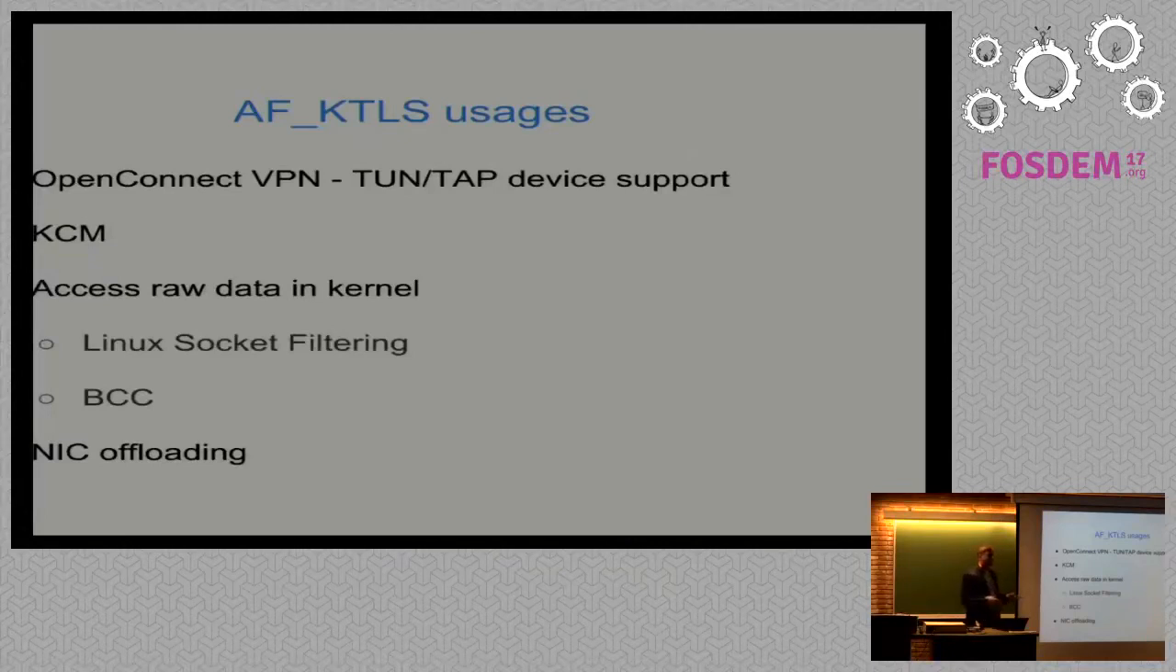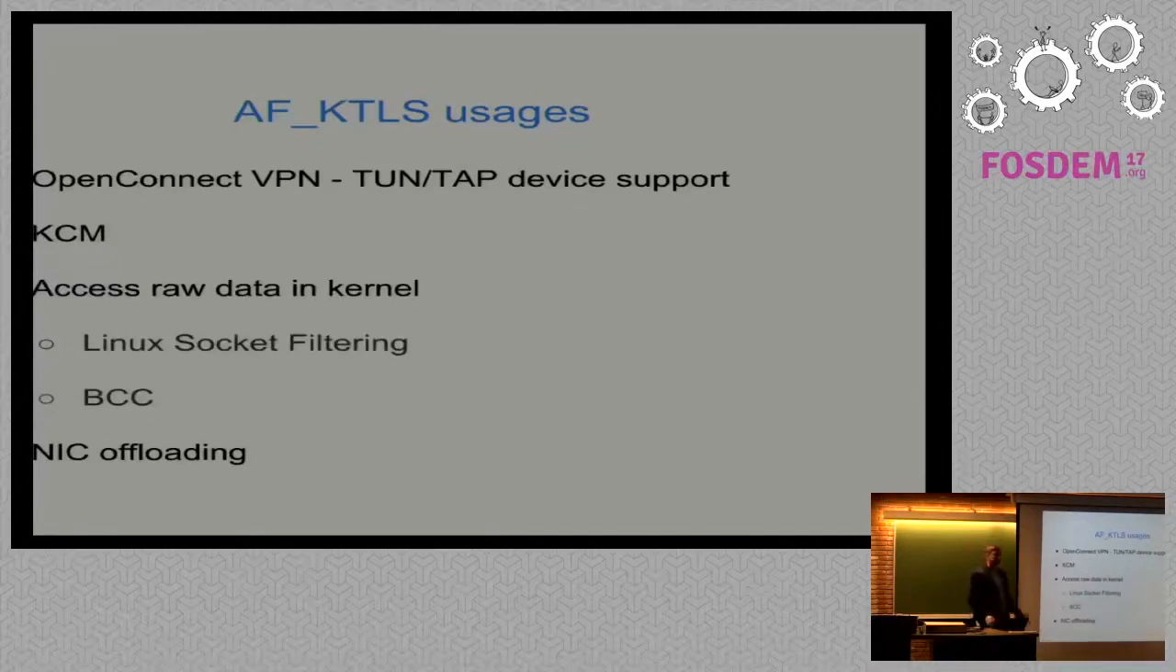AF_KTLS also has advantages because you can access raw data right inside your kernel. You can do, for example, Linux socket filtering or Berkeley socket filtering if you want. You can also use, for example, eBPF. And another cool feature is, for example, the BCC implementation, where you can plug your function right behind some function that is called in the kernel, or after it. You write basically Python code. Then the eBPF checker checks your code, and the code is executed in the kernel.